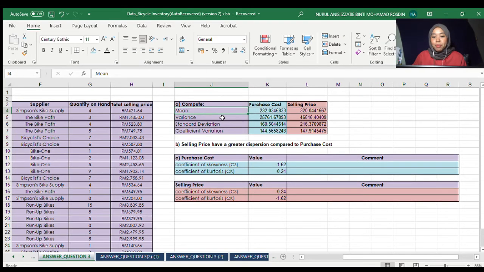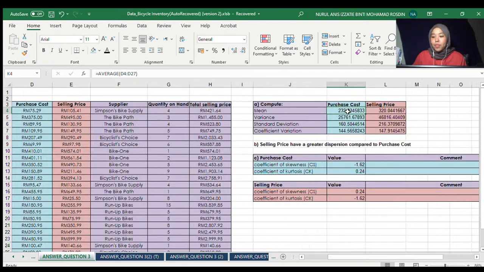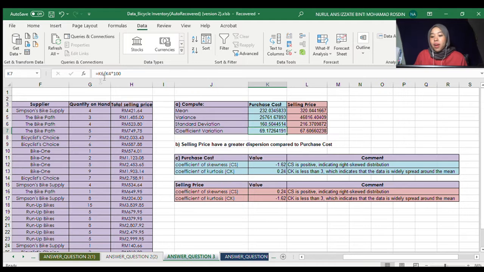So let's compute mean, variance, standard deviation, coefficient variation for purchase cost and selling price. Both of them using the same formula. For mean, I use formula average and drag the purchase cost table range and enter. For variance, we use var.s, drag the purchase cost table range and enter. For standard deviation, we use stdev.s and drag the purchase cost table range and enter. For coefficient variation, the formula is standard deviation divided by mean, multiply 100 and enter.